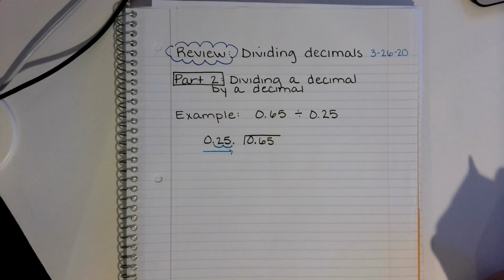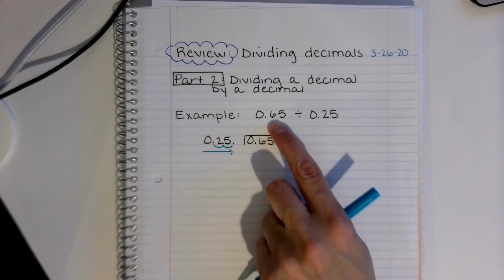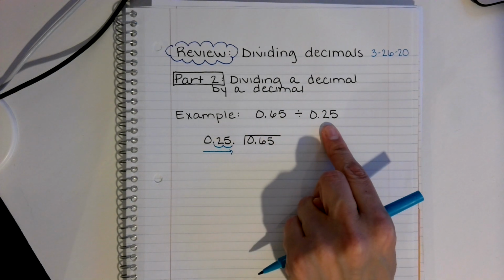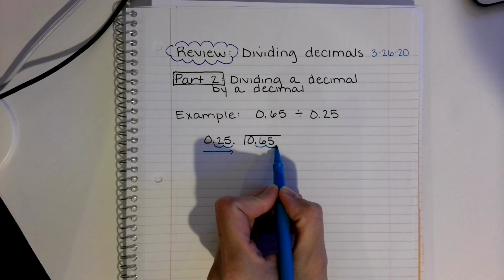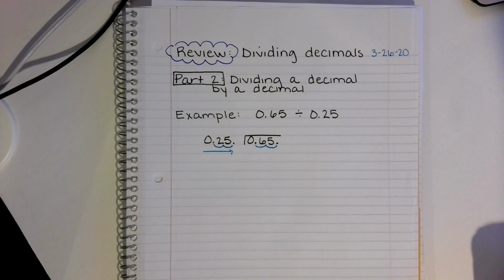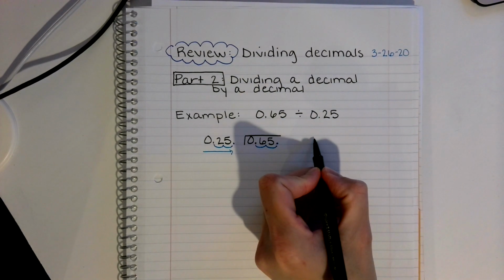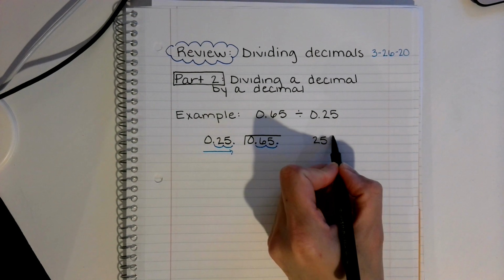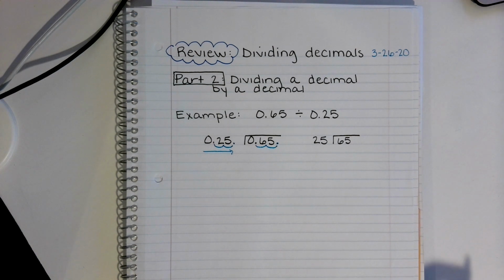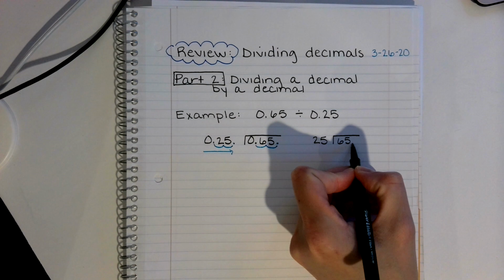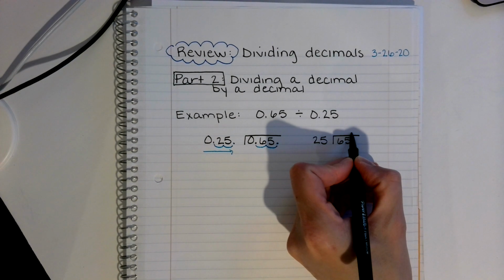So now it's 25. But just like fractions, remember, if this was a fraction and this was the numerator, what you did to the numerator, you need to do to the denominator too. So you're going to move this one over also the same amount of times, which is 2 times. So now it changed them both to whole numbers. So now you have 25 and 65. So now it turned into 65 divided by 25. And this is where your invisible decimal is. So if you want to move that decimal up, you can.